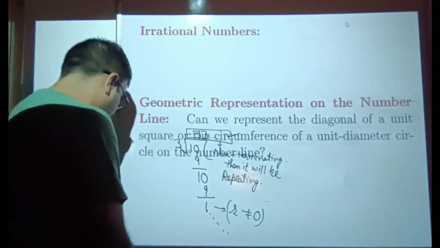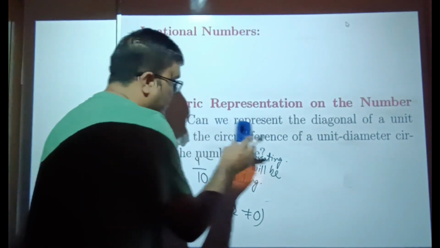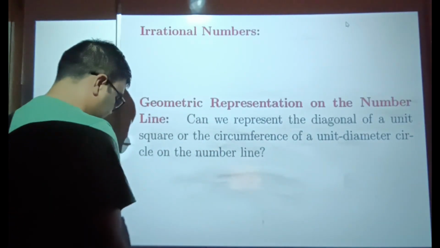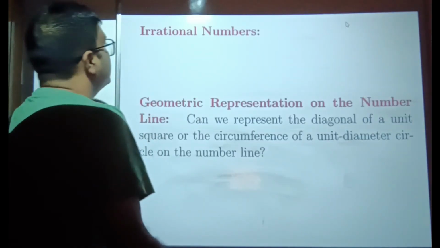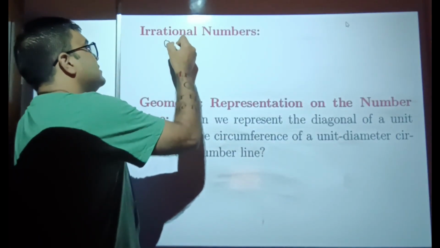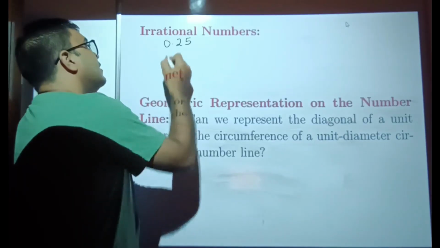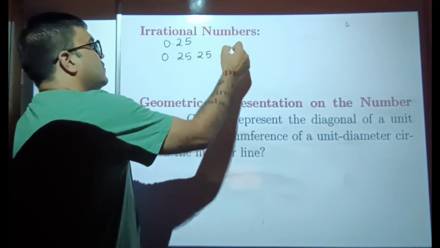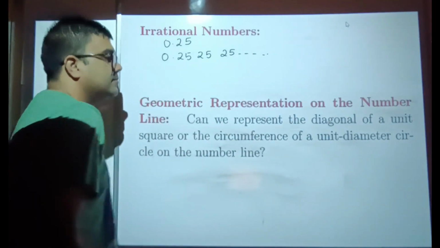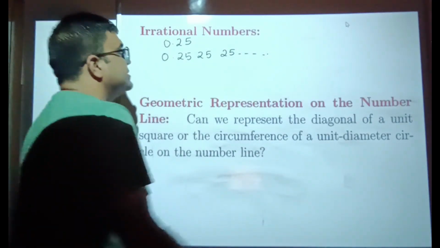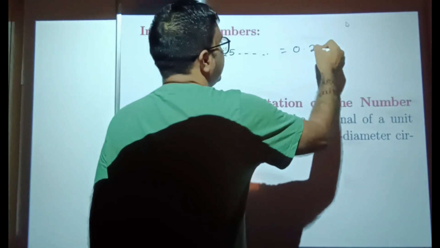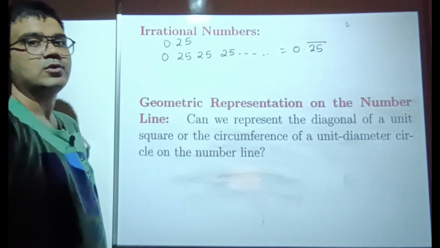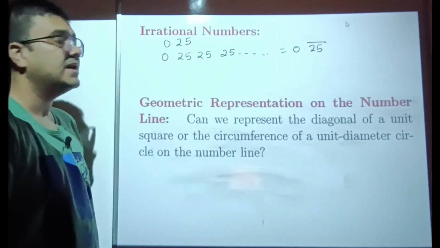Now let us consider another case. We are talking about the number 0.252525 and so on. We can write this in the form 0.25 bar. Bar represents that this block 25 is repeating again and again.